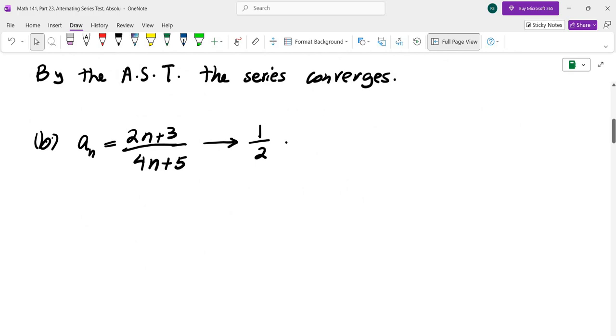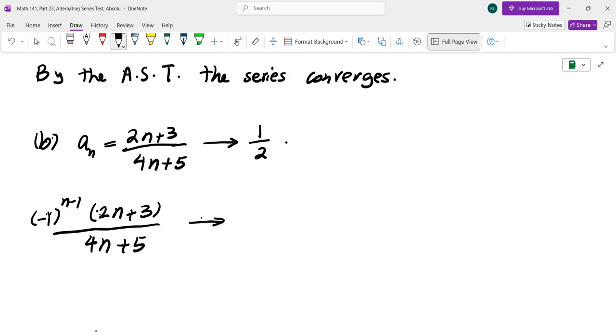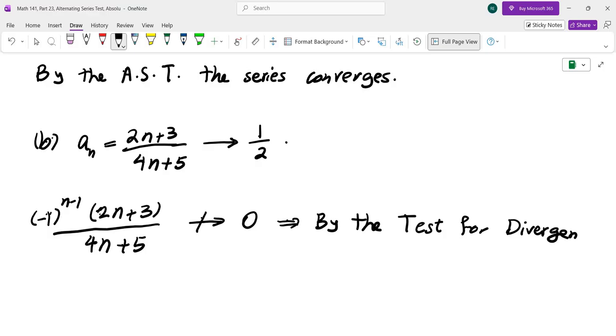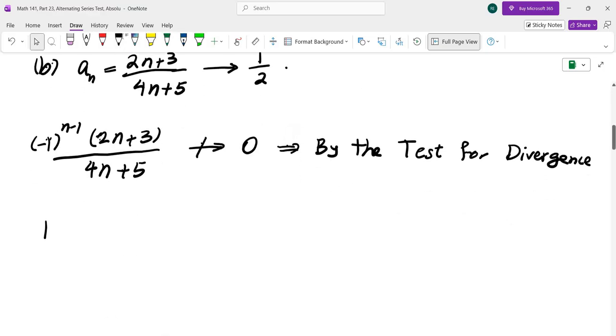But we can say that negative 1 to the power of n minus 1, times 2n plus 3 over 4n plus 5, definitely does not converge to 0, because if it did converge to 0, then when you took its absolute value, it would converge to 0 as well. So that means by the test for divergence, the series in fact diverges.